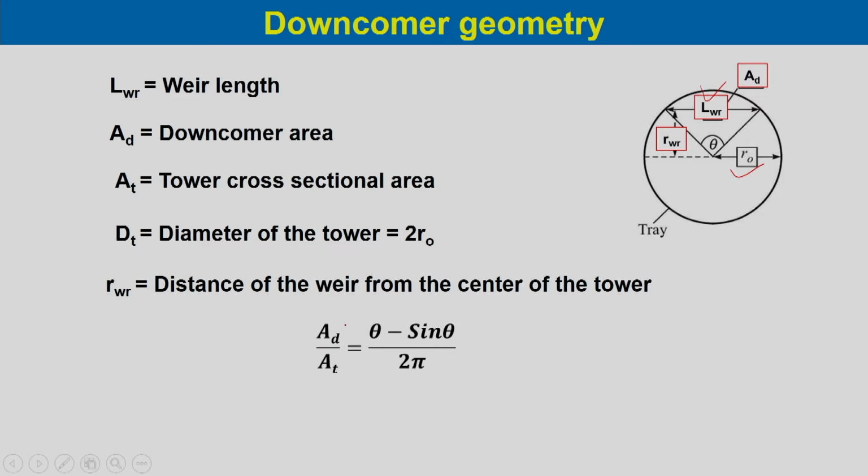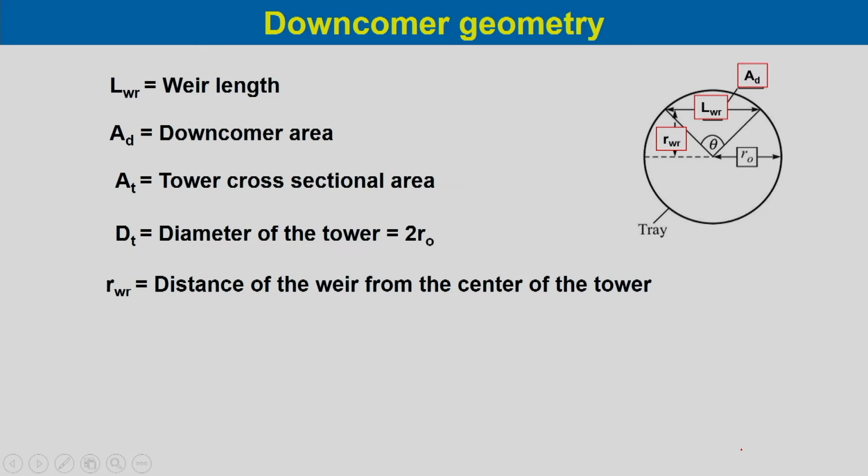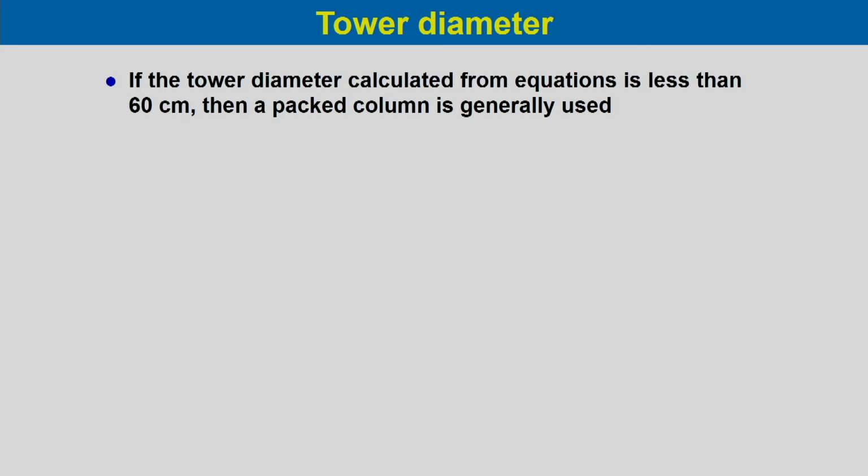So, we can calculate AD by AT would be equal to (theta minus sin theta) by 2 pi. So, LWR by DT would be equal to sin theta by 2, and RWR by DT we can write as half into cos theta by 2. If the tower diameter calculated from the equation is less than 60 centimeter, then a packed column is generally used.